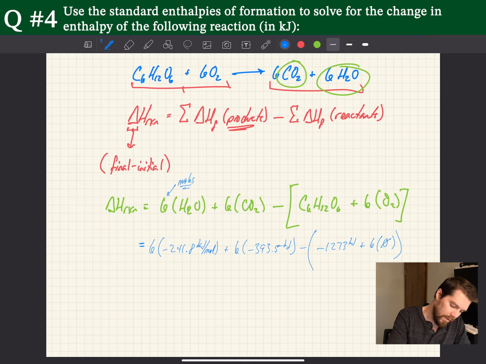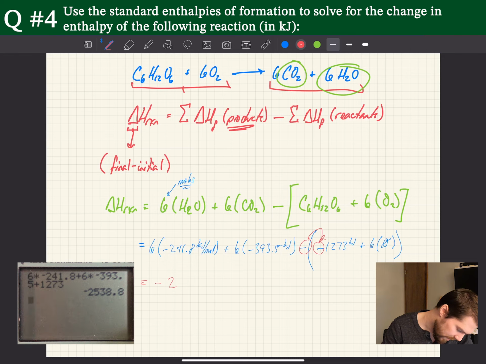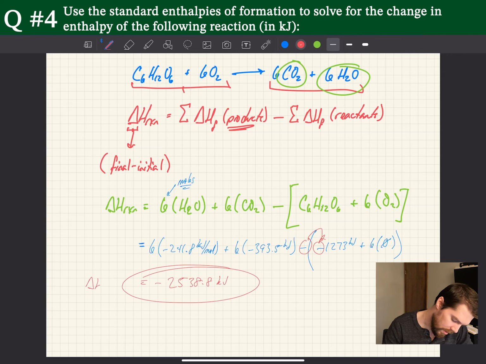All right, so now we just plug this into our calculator. So I'm going to get 6 times negative 241.8 plus 6 times negative 393.5 minus a negative, so that's going to be plus in my calculator, plus 1273 equals, I get negative 2,538.8 kilojoules.